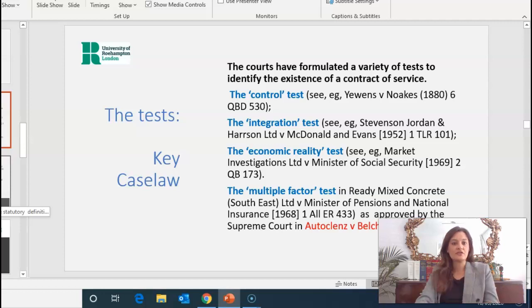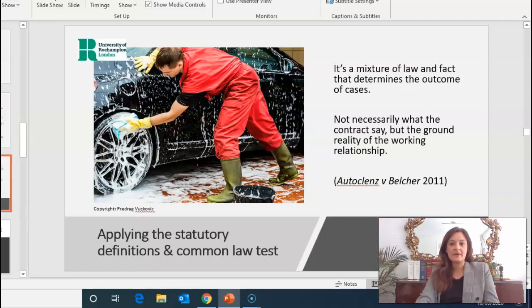So again, I would advise you to go through your textbooks to read about and understand these tests in a little bit more detail. Just again, to go back to AutoCleanse, what the court said in that case is that it's going to be a mixture of law and fact, fact meaning the ground reality, what work the person is actually carrying out. That will determine the outcome in the cases, the outcome being the determination of whether the person is an employee or a worker, and that it's not necessarily what's written on paper.